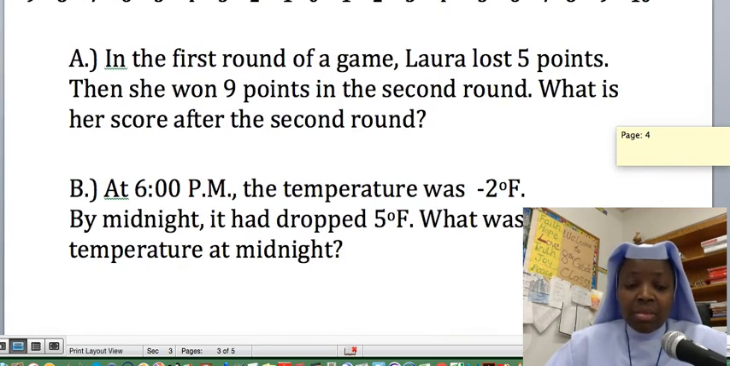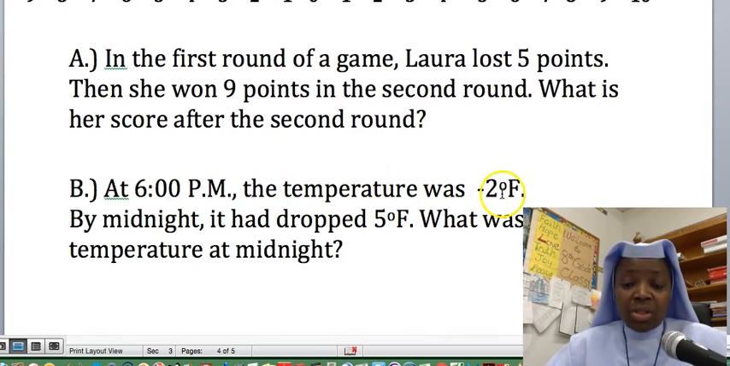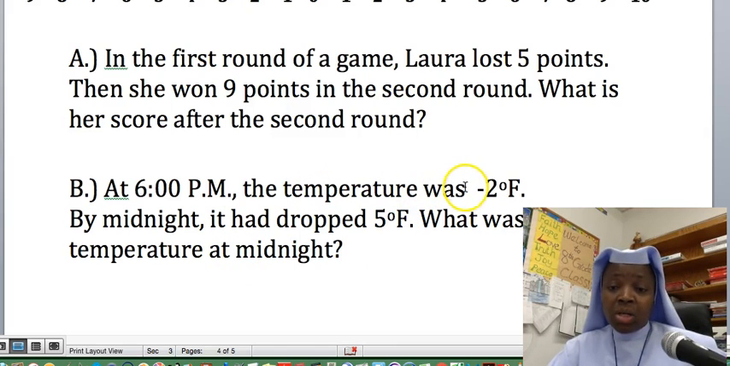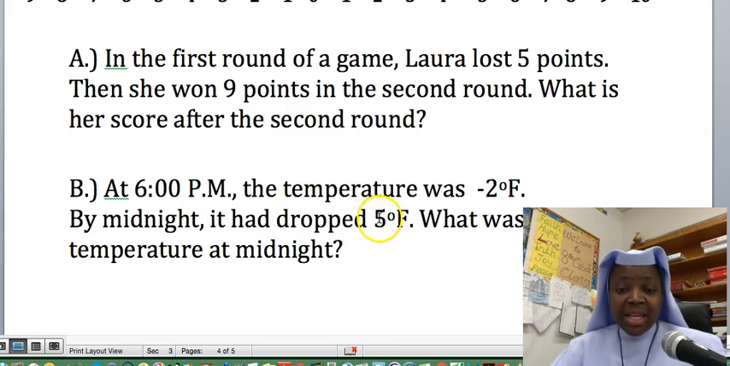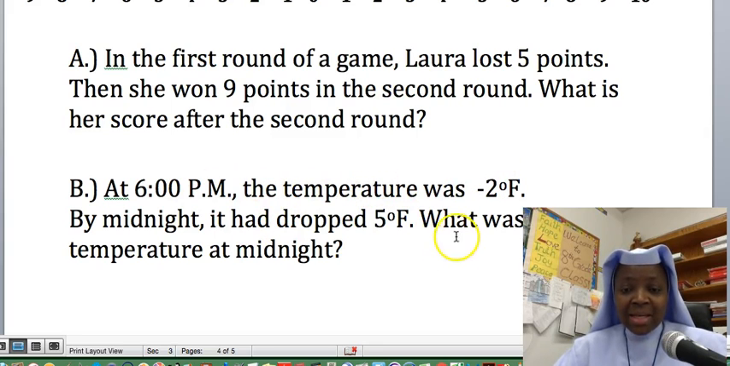Okay, last one. At 6 p.m., the temperature was -2 degrees Fahrenheit. By midnight, it had dropped 5 degrees Fahrenheit. What was the temperature at midnight? Okay, so the first thing that happened was the temperature was -2. So we start at -2. By midnight, it dropped. So dropping would be negative because it went down. It dropped 5.